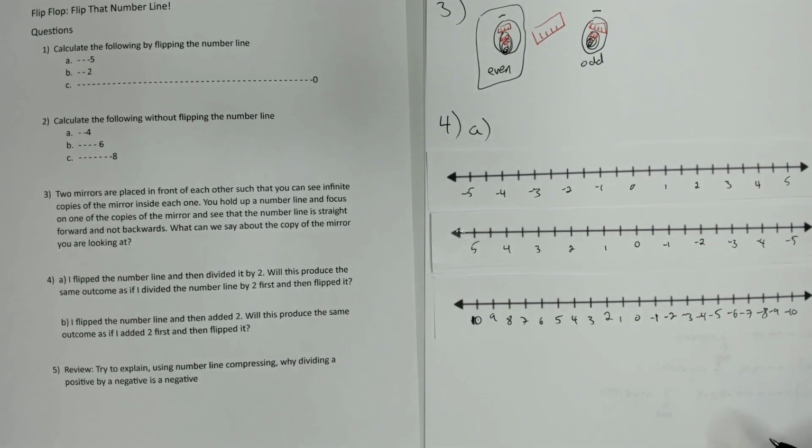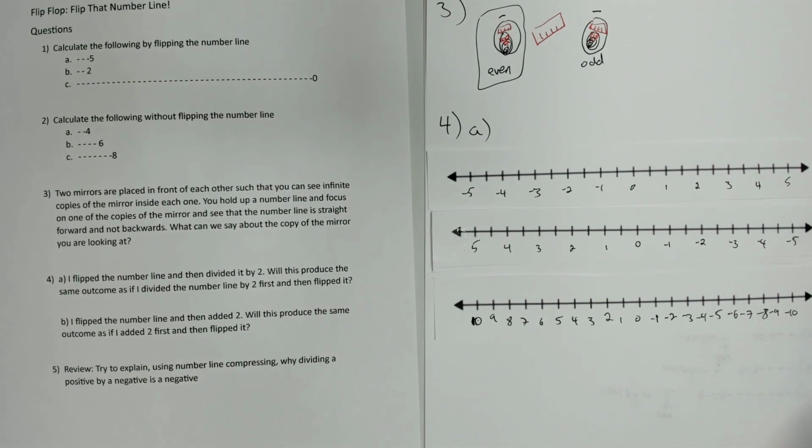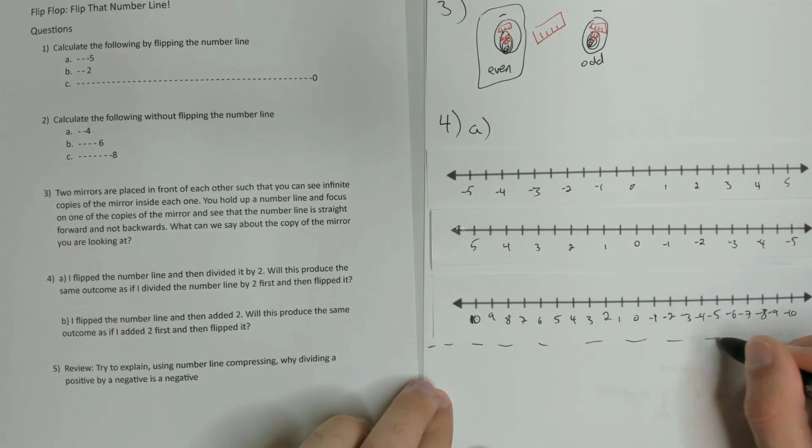We've essentially divided this number line by 2, right? And we see that the negatives are on the right side, the positives are on the left. We haven't changed the direction at all, right? Okay, so that is the first case.